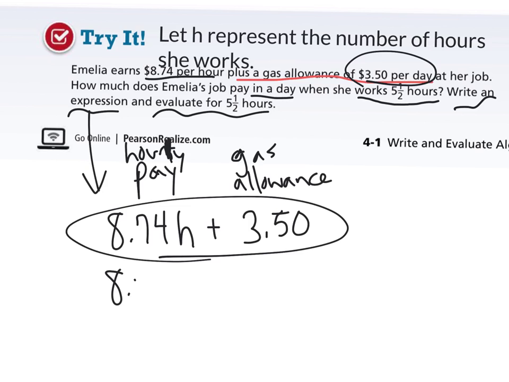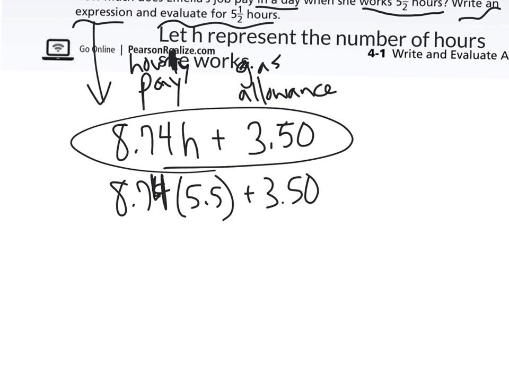So 5.5 hours, we substitute 5.5 for H. And again, we can multiply 8.74 times 5.5 and then add the 3.50 on. That should come out to be a total of $51.57.